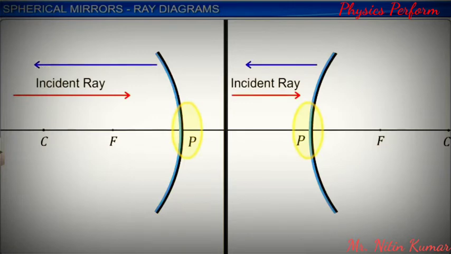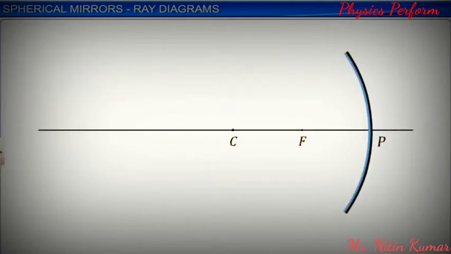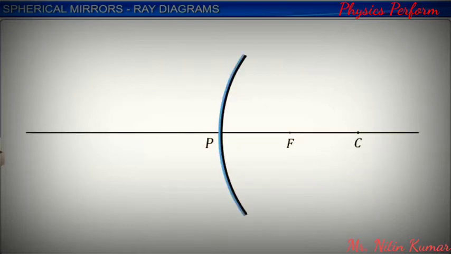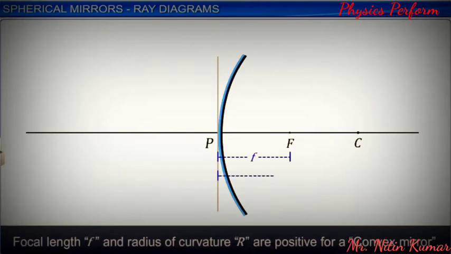For example, in the case of a concave mirror, if the focal length and the radius of curvature are measured from the pole, then the measurement is in a direction opposite to the direction of the incident light. Hence, they must have negative values. On the other hand, for a convex mirror, the values of focal length and radius of curvature must be positive, as these measurements are in the same direction as the direction of the incident ray.